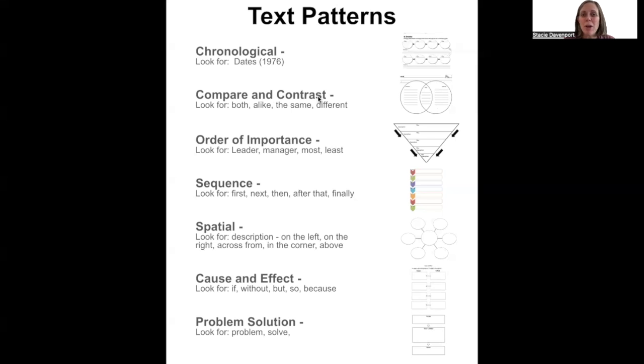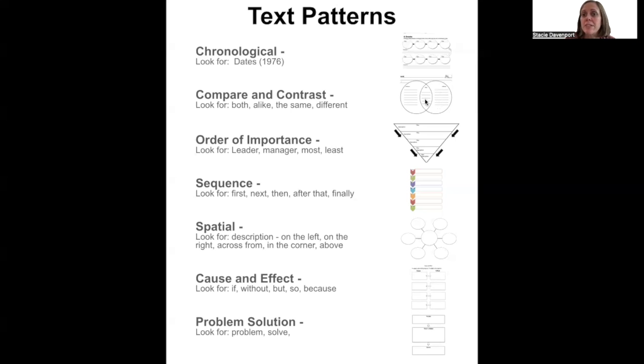So what I did is, well, let me continue. The next one is compare and contrast. And the thing that you want to look for is these words. Like if you see something that says both, these are alike, they are the same, this is how they're different. And when you see those words, those are your signal words to say, hey, this is important. And this is what you need to know what kind of text this is. So the pattern in that text would be compare and contrast.